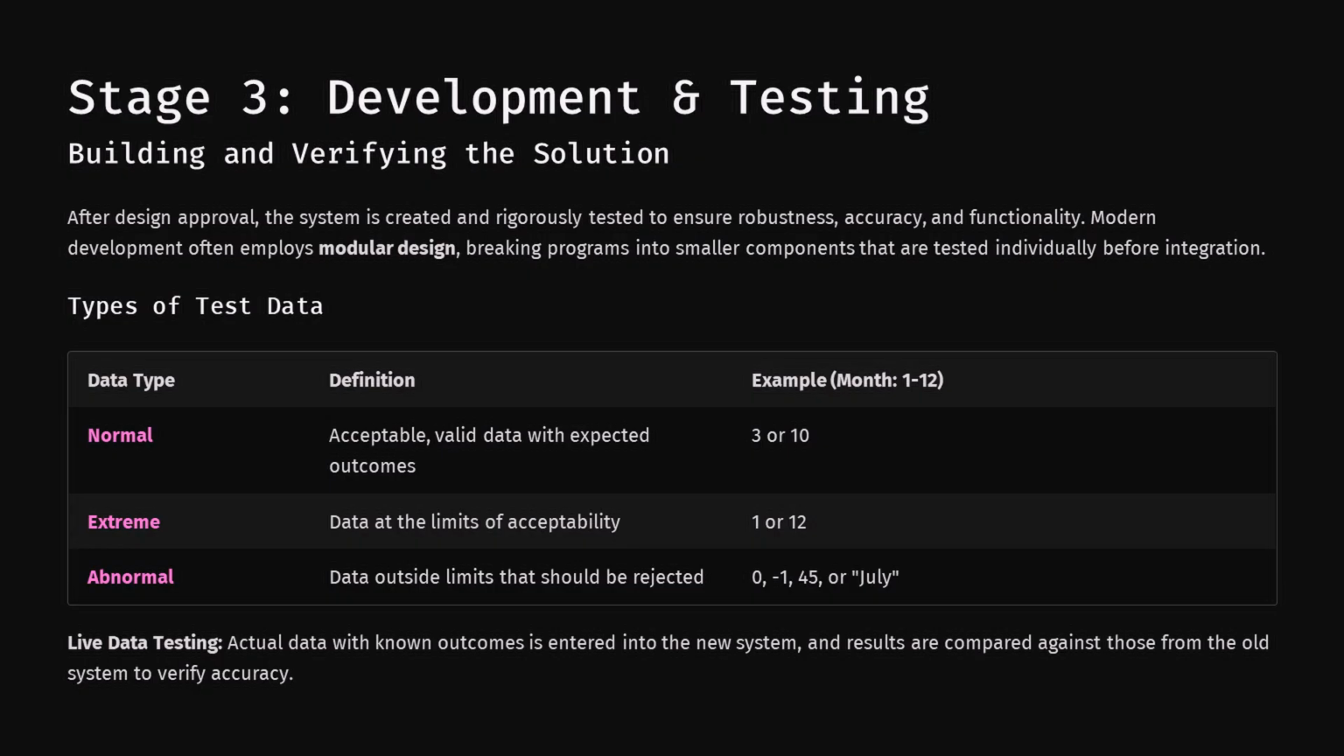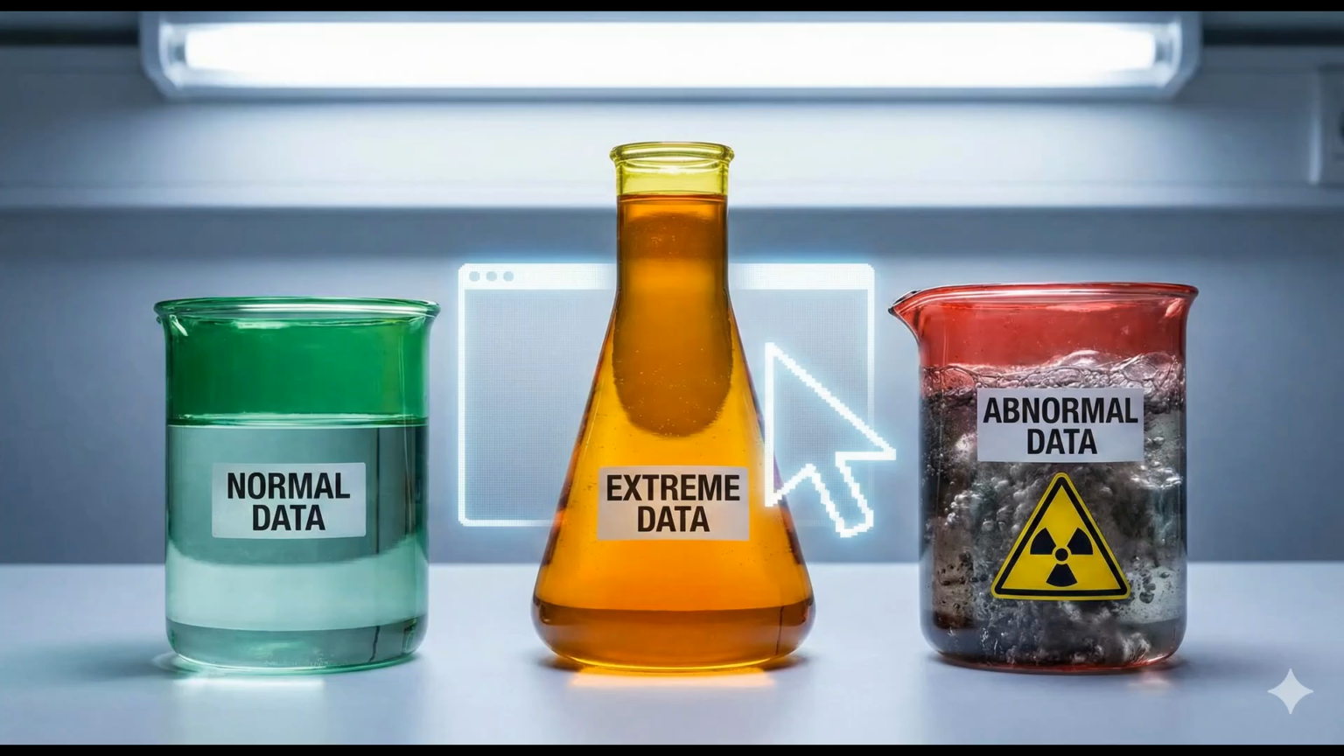Testing is so important that you need to understand the different types of test data used. We have 3 main types. Normal data. This is acceptable, valid data that should work perfectly. For example, if a month field should accept values from 1 to 12, normal data would be something like 3 or 10.